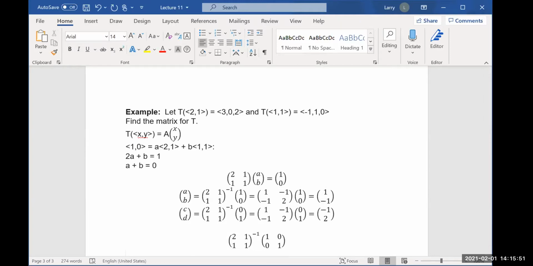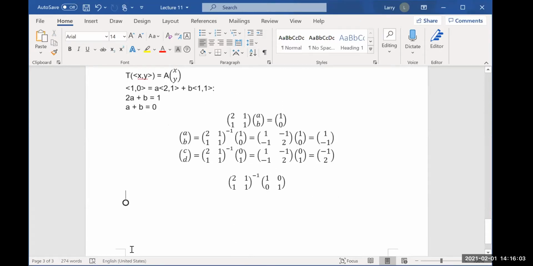And that's it. So what we can say is that A is really just this inverse matrix, which is this guy. So A is (1, -1; -1, 2). Anyone lost on that? Weird stuff?